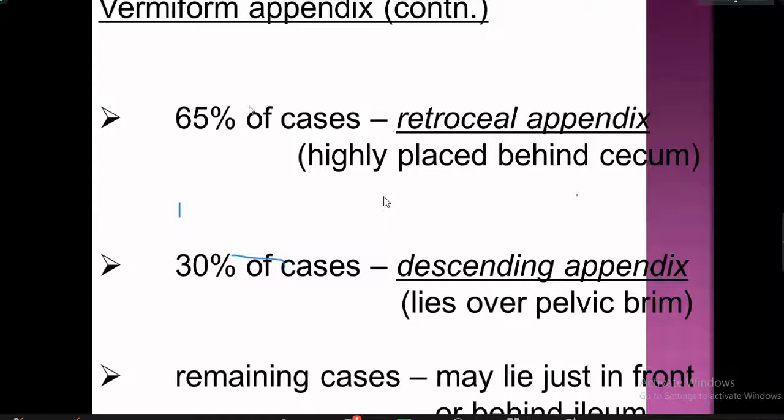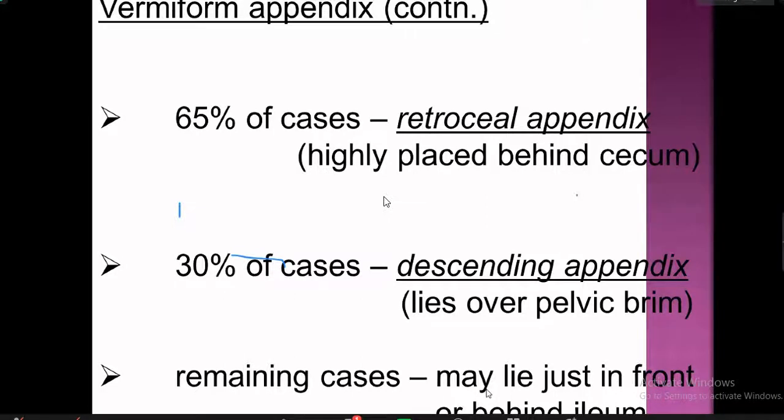Yes, like I said, some can be retrocecal, others can be lying over the pelvic brim, and the rest may just lie in any other position. For those who have abnormal rotation, you may have the appendix on the left. Have you heard that?